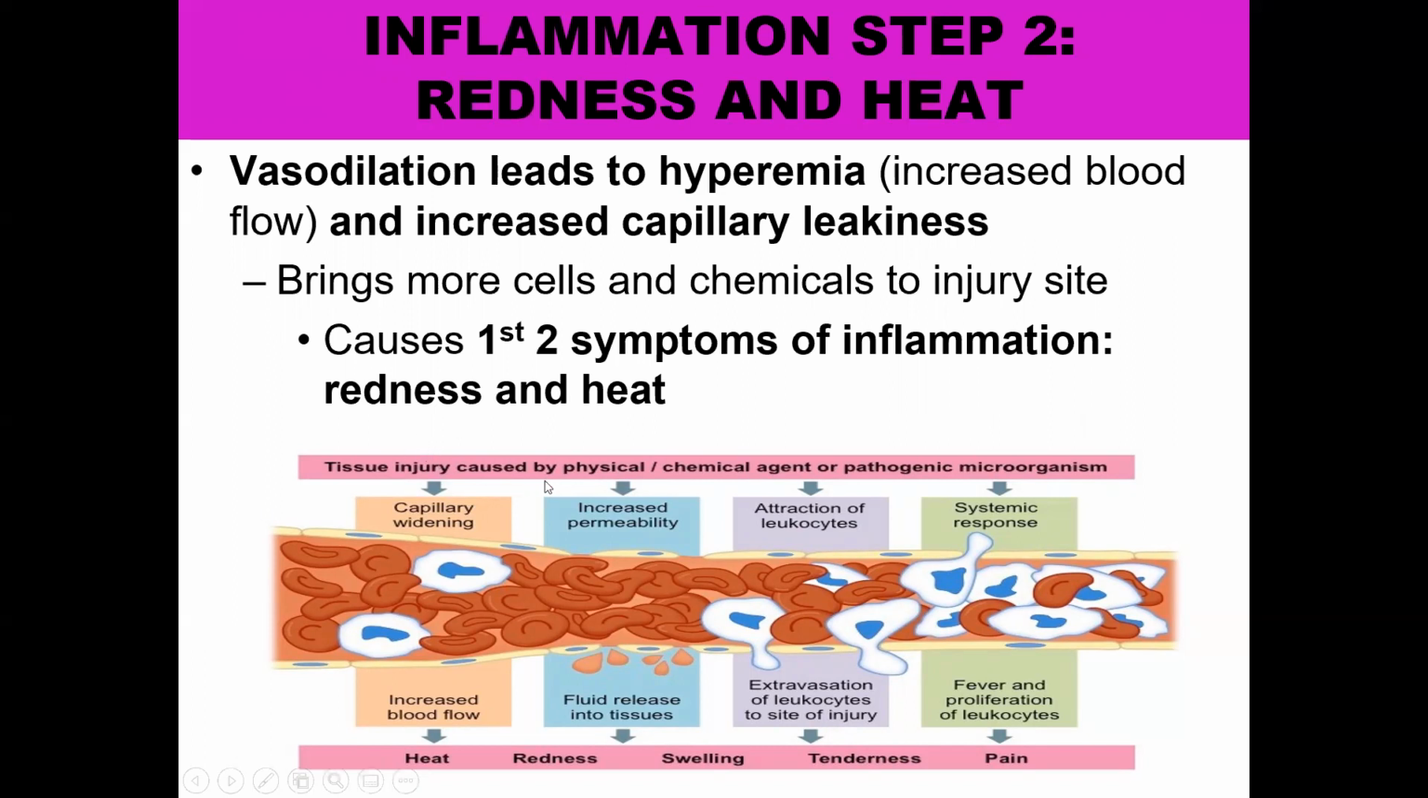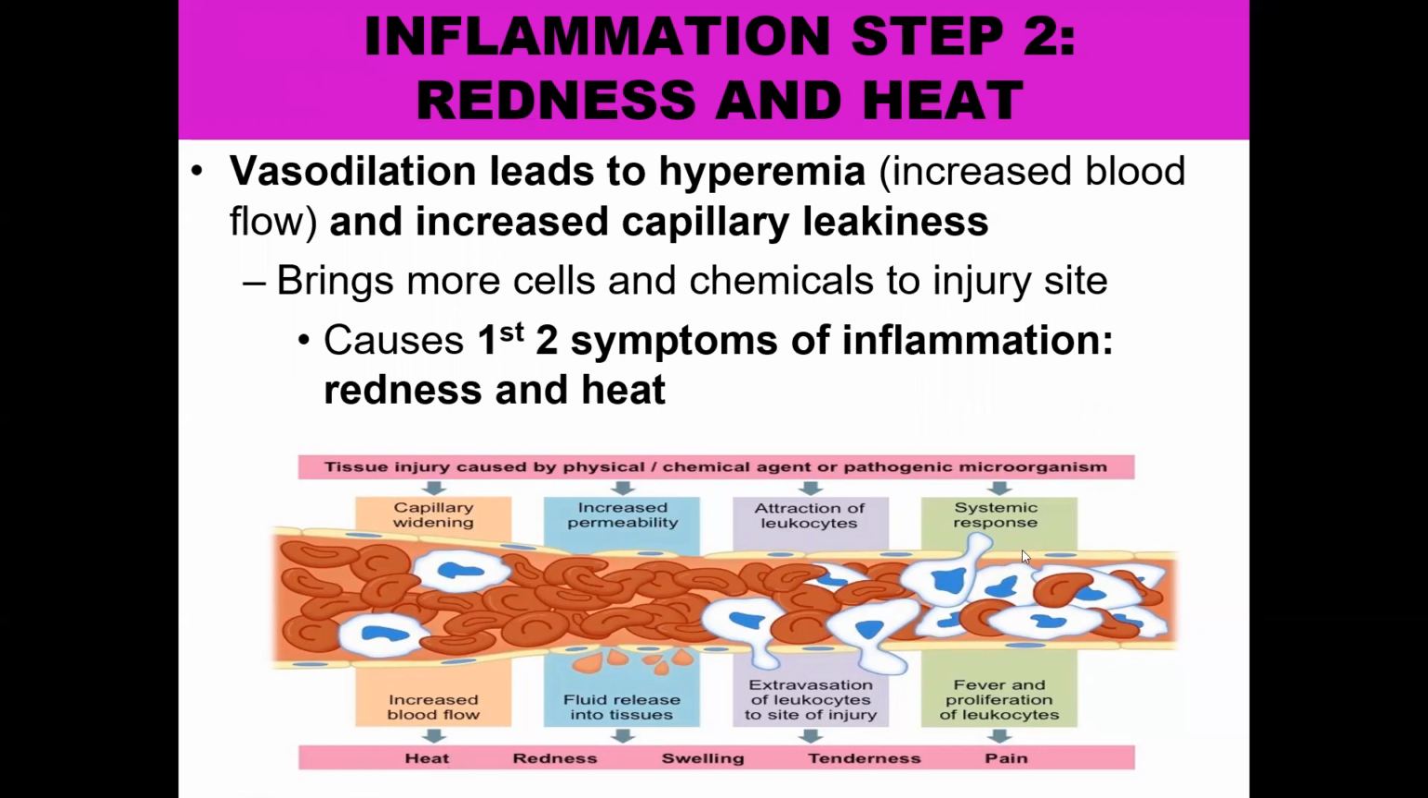And you can see here the tissue injury causes these different changes. So we're going to see the capillaries are going to get bigger. That increases blood flow and heat, increased permeability. The fluid is released into the tissues. That is going to attract the leukocytes so that they can chemotaxis, right? So they can arrive here at this tissue, and then they can diapedese and leave the blood vessel.